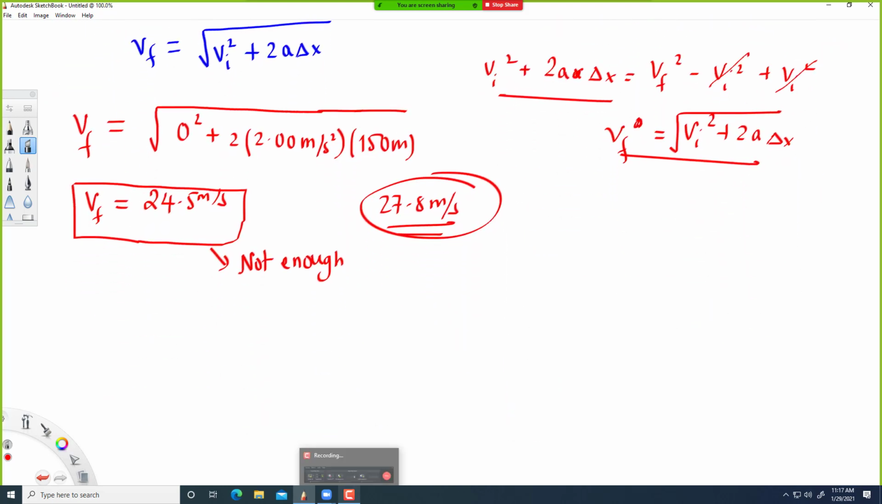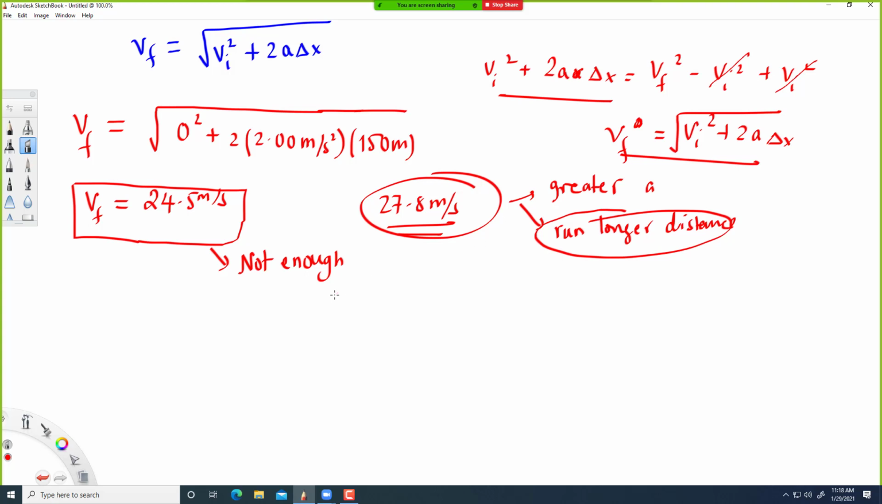So the second part, we need either higher acceleration or we need to run the longer distance. Okay, there are two ways to achieve that speed. So either you need greater a or run longer distance. And the question is asking what would be the length of the runway to achieve that.